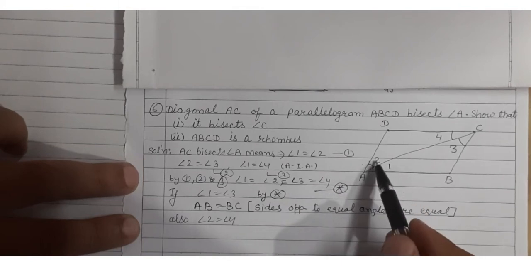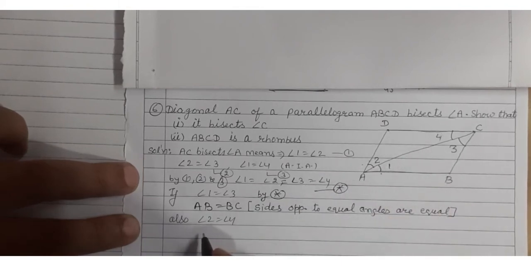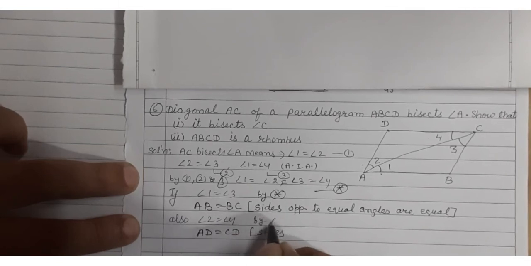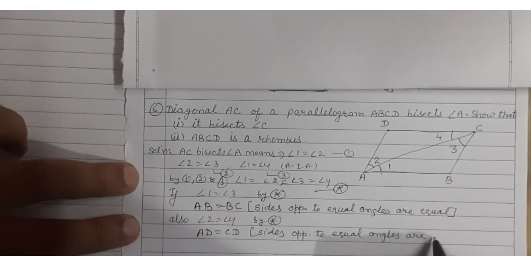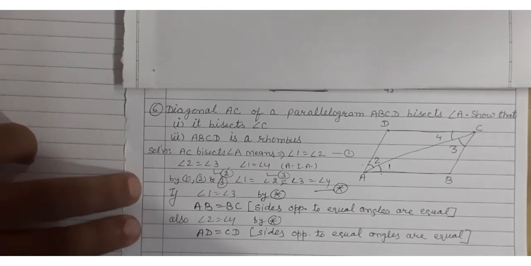Okay. Similarly, angle 2 equal to angle 4. Then what we can say? AD equal to CD. Again, same reason. This is again by star. Sides opposite to equal angles are equal.